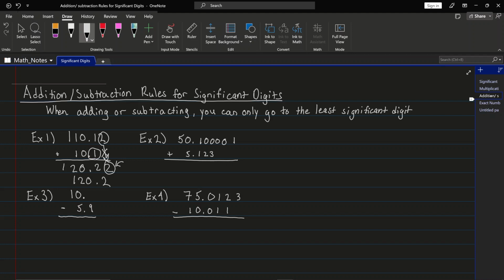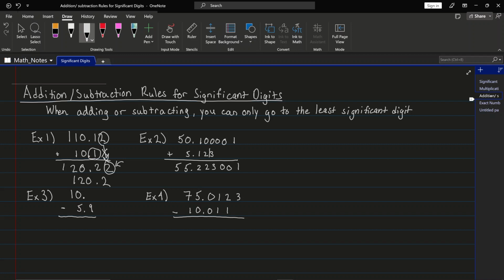So let's look at this really, really long one. Nasty looking problem, first of all. A lot of zeros, a lot of ones. And if I did it normally, I would just get 55.223001. But again, there's a problem here.